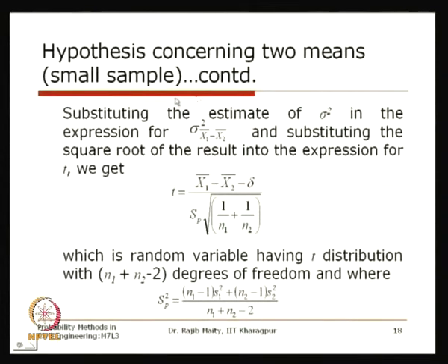So if we substitute the estimate of sigma square in the expression of this variance, then we get t equals x1 bar minus x2 bar minus delta, divided by Sp multiplied by the square root of 1 by n1 plus 1 by n2, which is a random variable having a t distribution with n1 plus n2 minus 2 degrees of freedom. And Sp can be obtained as Sp square equals n1 minus 1 into s1 square plus n2 minus 1 into s2 square, divided by n1 plus n2 minus 2.